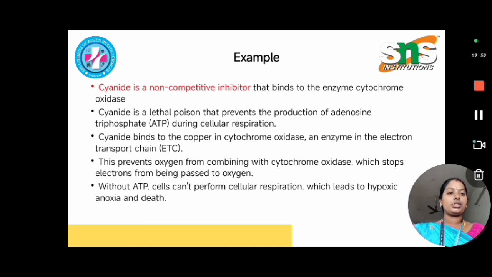hypoxic anoxia and death. Normally all cells of our body, all red blood cells, receive oxygen for survival. So when oxygen depletion occurs, no more energy is produced, which leads to hypoxic anoxia and death. Without oxygen, the human body dies. Hypoxic anoxia means very low or nil oxygen is found in the red blood cells, there is no more respiration, and it leads to death. So cyanide is one such example of a non-competitive inhibitor.